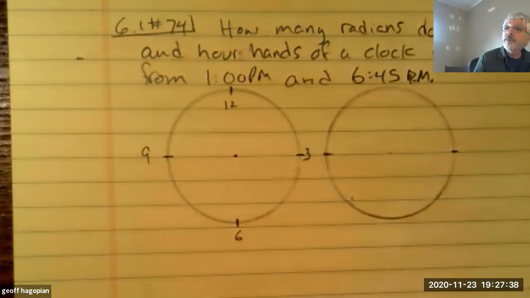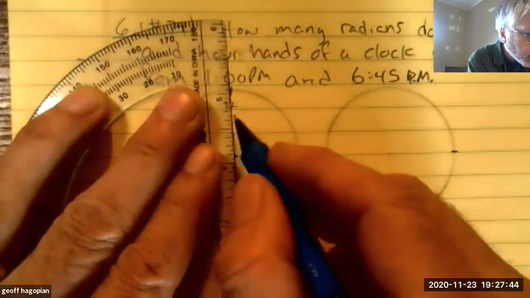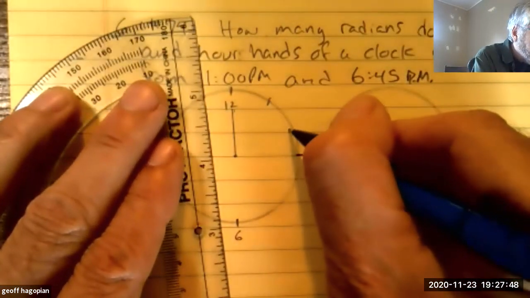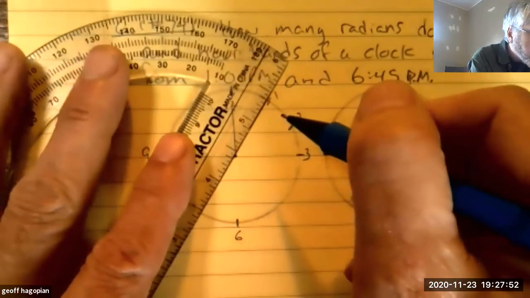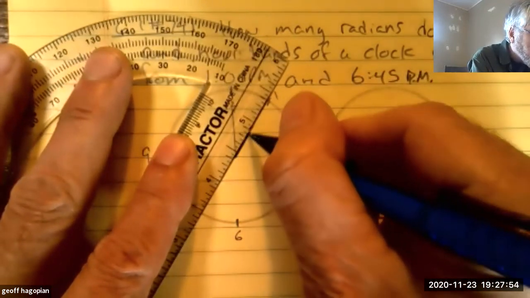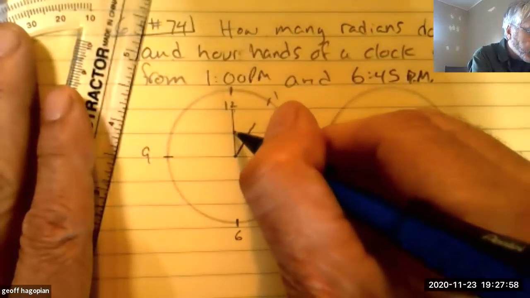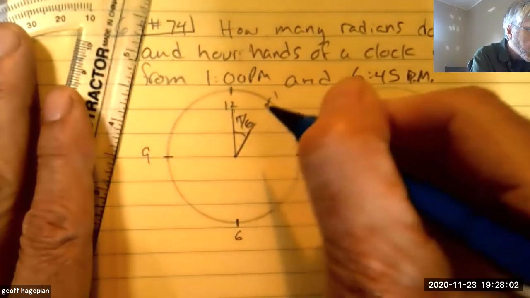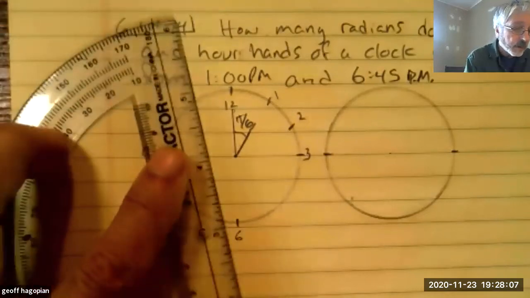All right, so what does 1 o'clock look like? Well, the minute hand is pointing straight up, right? And the hour hand is pointing at 1 o'clock. Let's draw that something like this, right? And so what is this angle? That's pi over 6. Okay, and how about at 6:45?